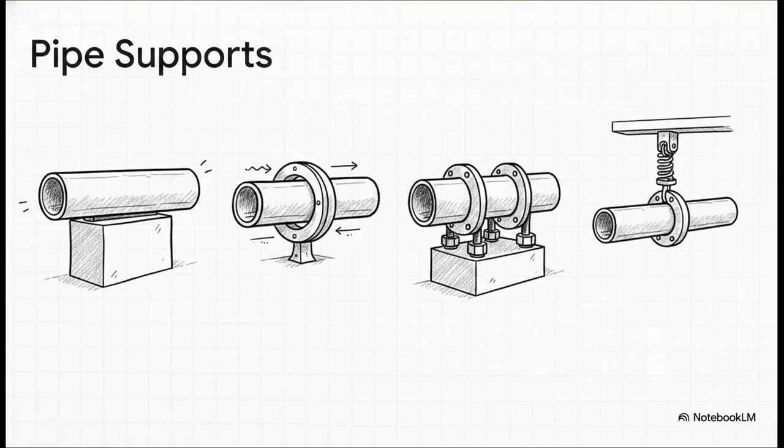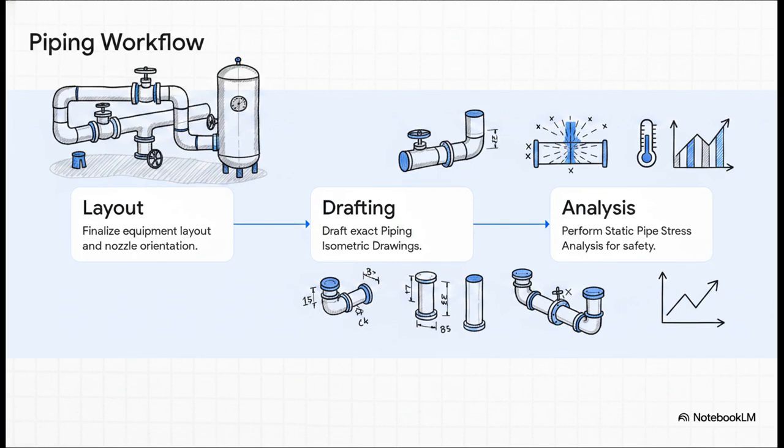Now, here is something that is so often overlooked by beginners. You can't just float tons of metal filled with highly pressurized, boiling liquid up in the air. You must design and select the correct physical supports. You have resting supports taking the vertical weight, guide supports that allow for specific movement, anchor supports locking the pipe completely in place, and hanger supports suspending them from above. Getting this part wrong is a classic root cause for industrial accidents, where pipes will literally rip themselves apart just through thermal expansion.